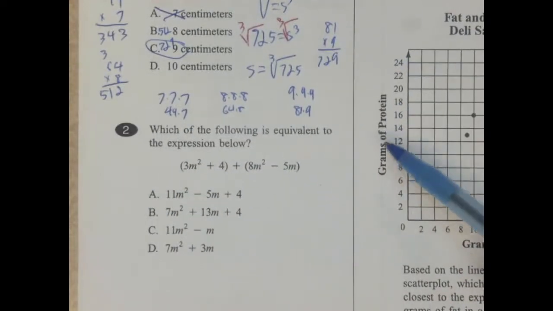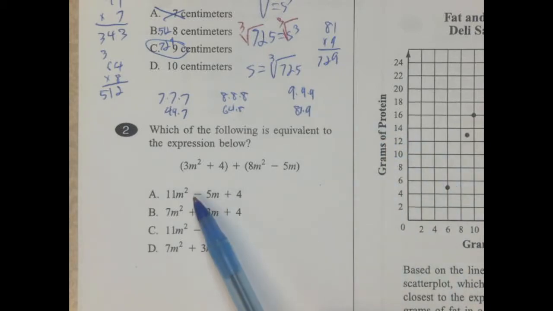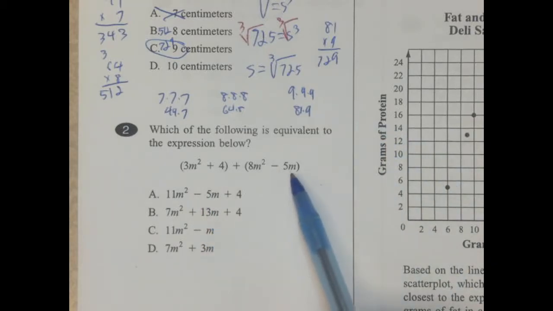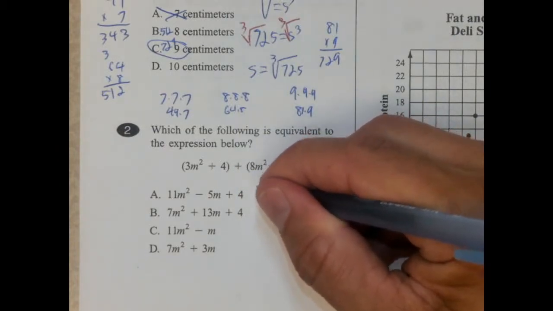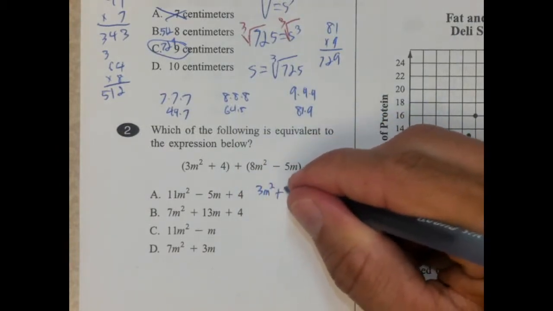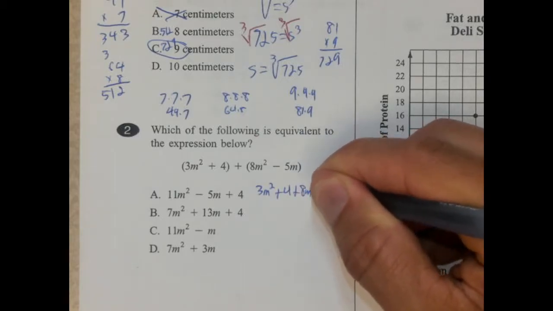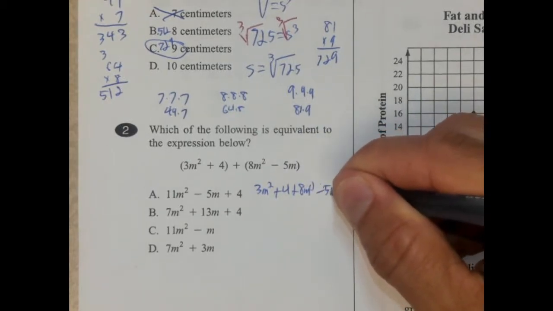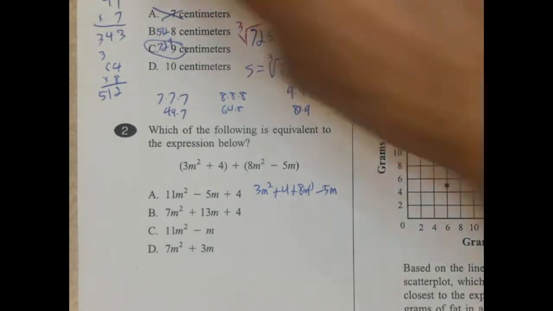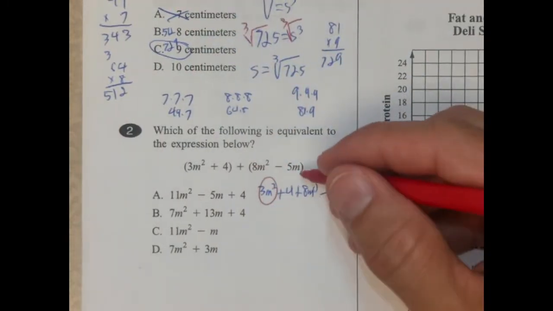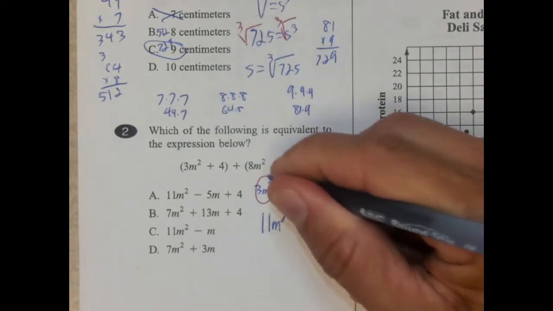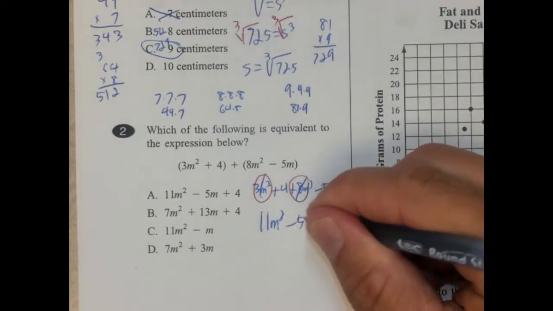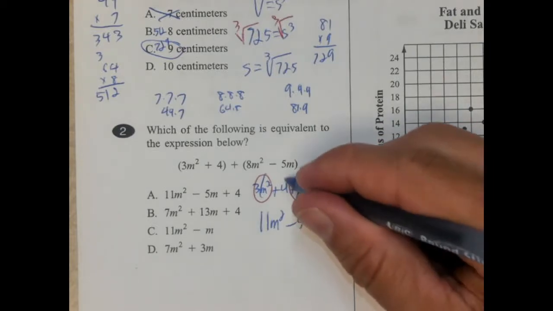All right, which of the following is equivalent to the expression below? So we have a binomial combining with a binomial. So this is plus, so we're going to rewrite this without any parentheses. So 3m squared plus 4 plus 8m squared minus 5m. So let's combine the terms. So 3m squared will combine with 8m squared. They're both positive, so it's going to be 11m squared. We have minus 5m, and then plus 4.